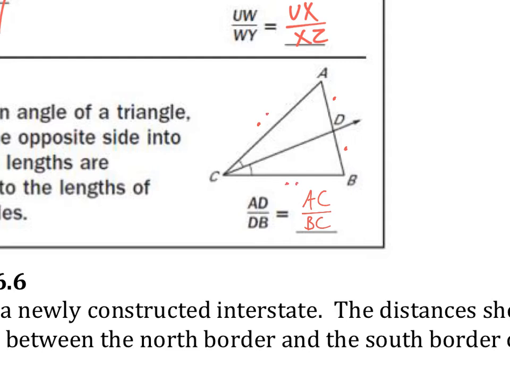So we basically take the top part, the parts up here, and make a fraction, and the bottom part. So you see how the top part AD and AC is above the line, and the bottom part DB and BC, those are down here. So we're making a fraction. We're kind of following a pattern here.